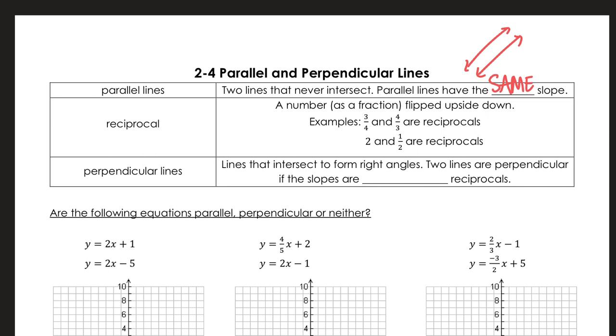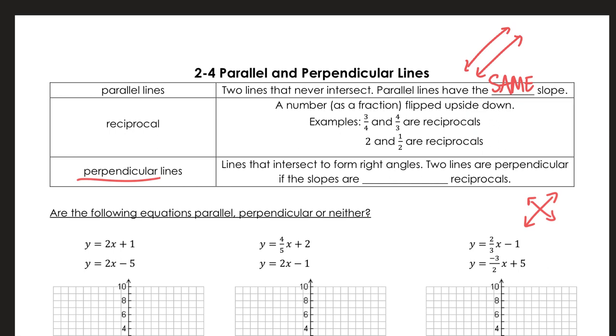If two lines are perpendicular, they would have slope. So those are lines that intersect to form a right angle. So that would look like lines that look like this. They cross at a perfect X.